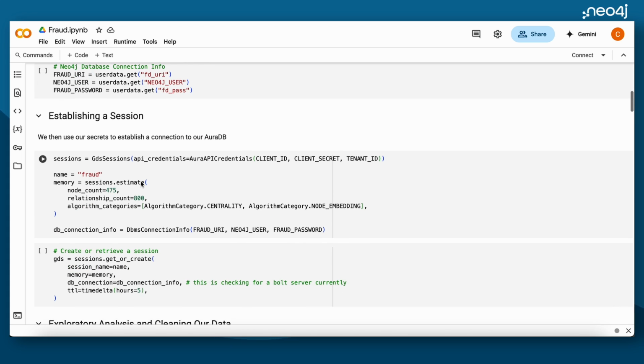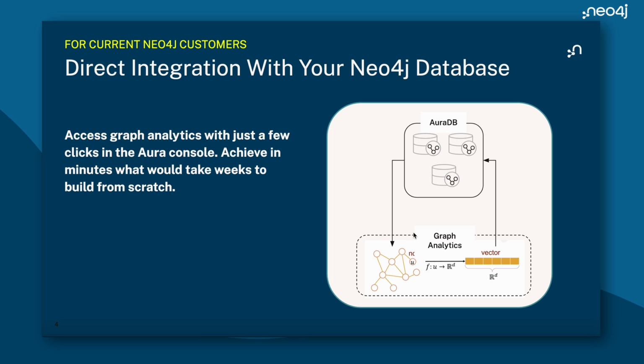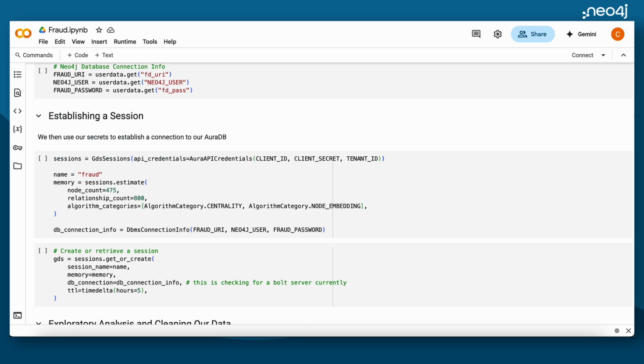So next, you're going to create a session using GDS sessions here. You're going to give it a name, and you create an estimate of how large it is and include some potential things. And this will just kind of right size the session that you're creating. Make sure it's not too big, but also big enough to handle your workload.